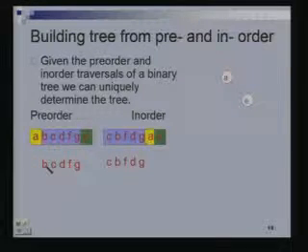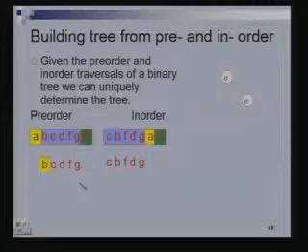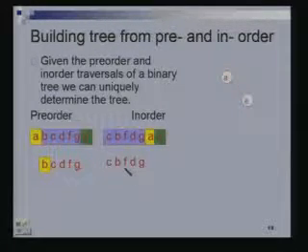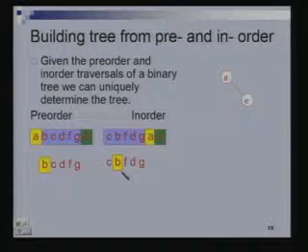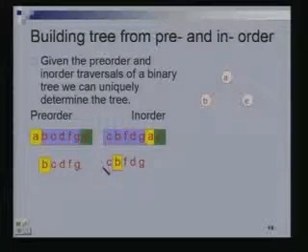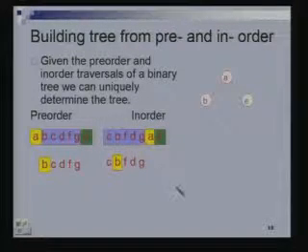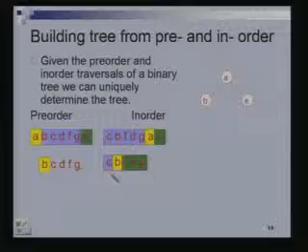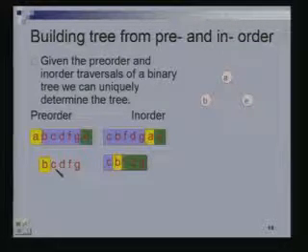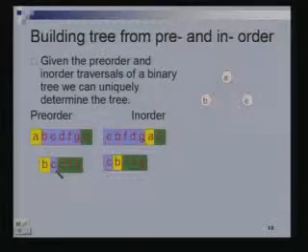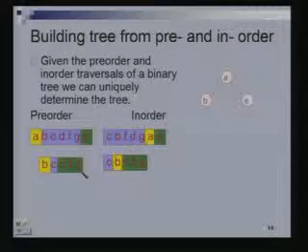Once again, B is the root of this left subtree, by whatever argument we used before. We see where B is in here, and B is the root. So this would be the left subtree of B, C, and FDG is going to be the right subtree of B. On the left, I have only one element, so that would be C here. So C would be the left subtree, and this would be the pre-order traversal of the right subtree.